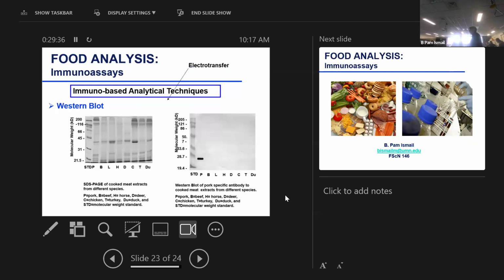This is an example of looking at the presence of pork protein. If it's present, it will light up because the antibody is specific for that. All right, so it's qualitative, for screening a lot of samples. And that's it for immunoassays.